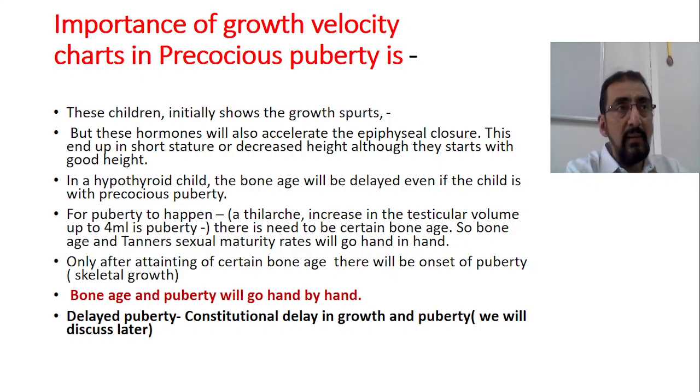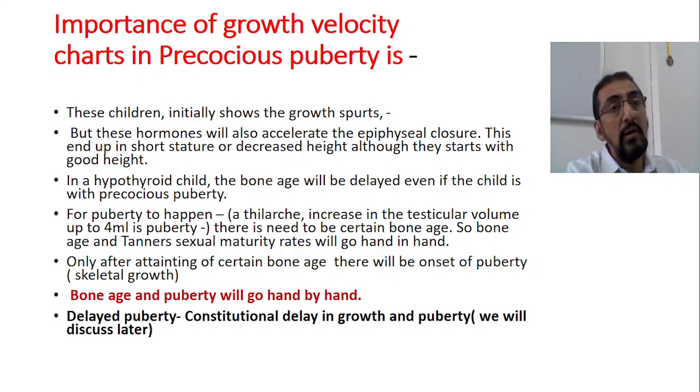So these hormones which are produced after menarche like estrogen etc. will close the epiphyseal plates. So this ends up in a short stature or decreased height velocity, although they start with a good height. They start with a very good height. 9th 10th year तक उसका height बहुत अच्छा था, but उसके बाद जो है precocious puberty में आ गया वो, और उसके बाद उसका height कम हो गया. जैसा precocious puberty में आ गया, menarche जल्दी हो गया.